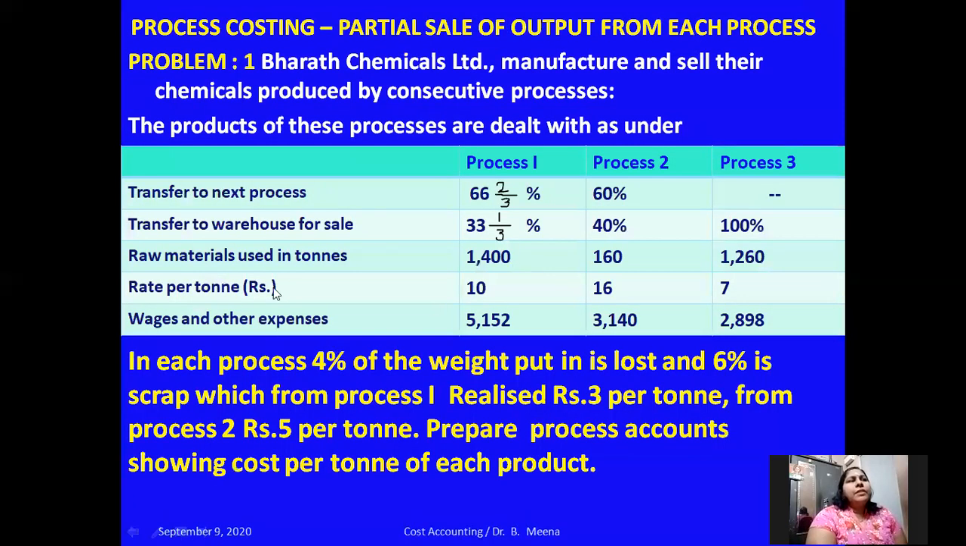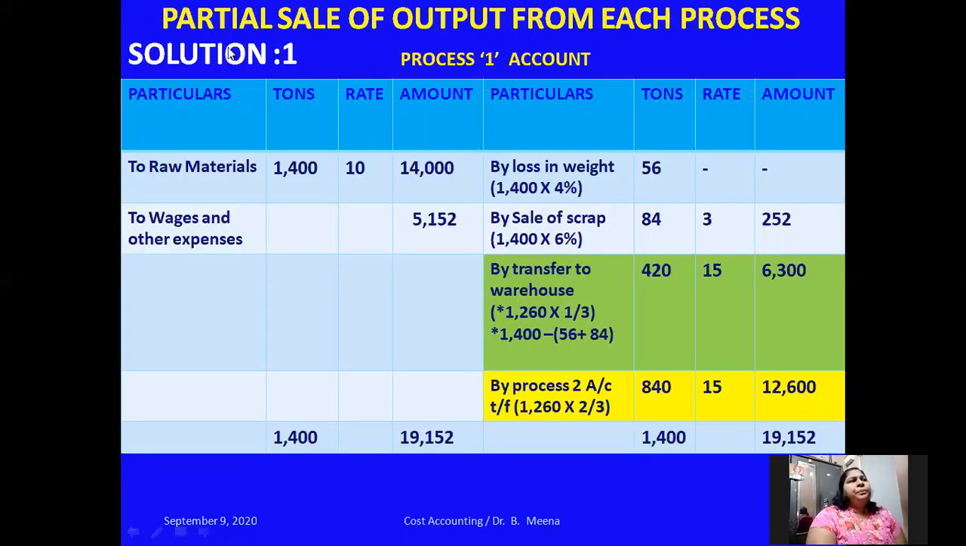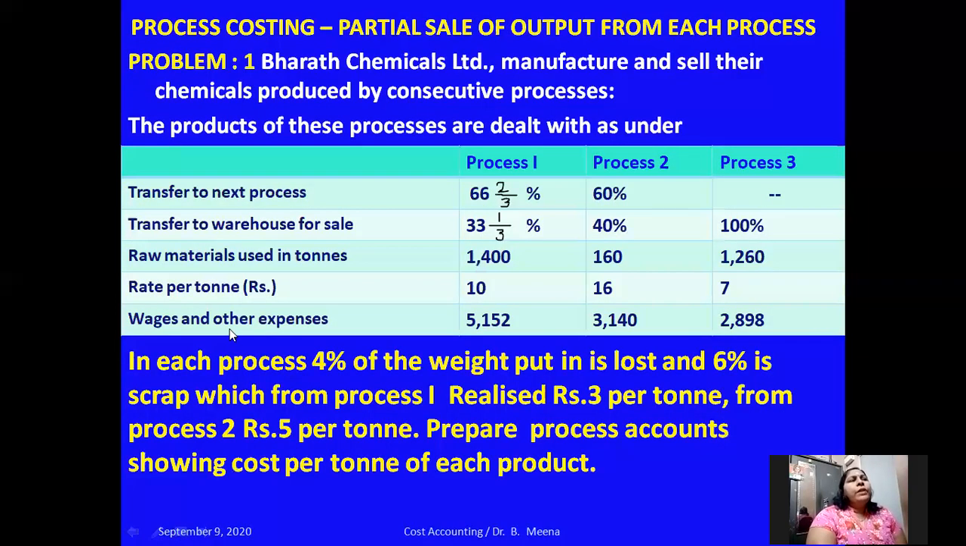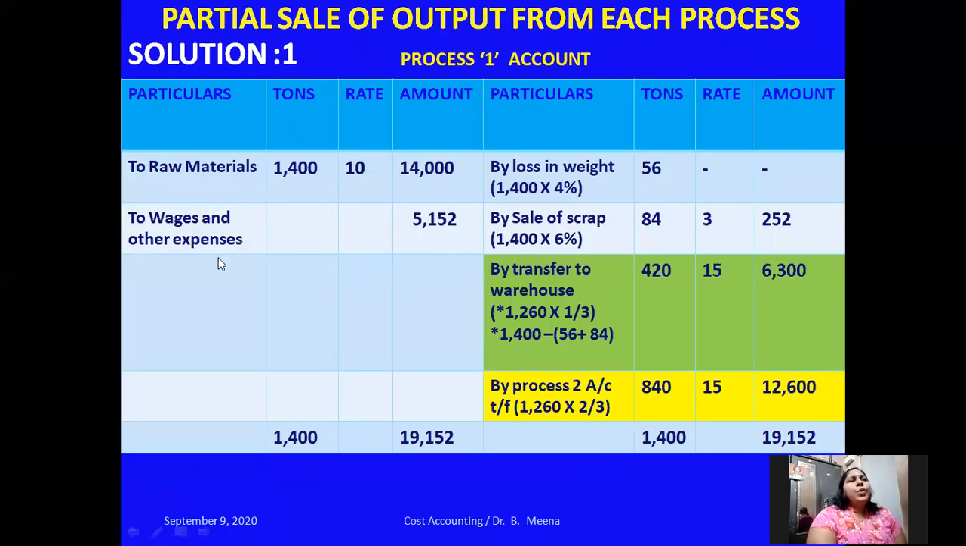Already I gave the explanation. Raw materials, how many tons? 1400. What is the rate per ton? 10. The same time I debited here 1400 at 10 rupees. So what is the value? 14,000. And one more expense is given in this problem: wages and other expenses, 5,152. Straight away I can show in the amount column under the particulars, wages and other expenses.